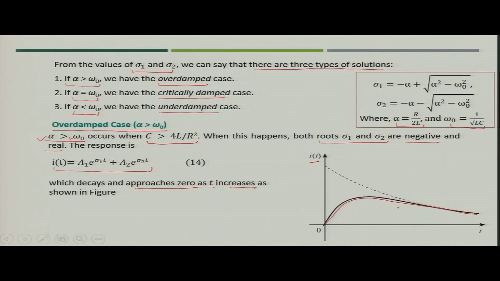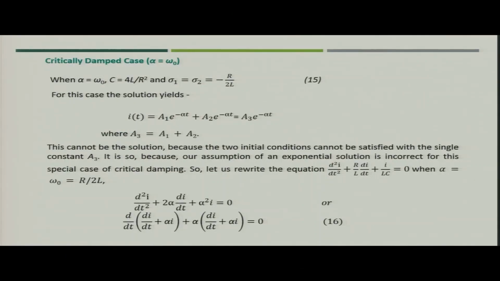So, this would be the type of response for the case when alpha is greater than omega naught, that means the system is overdamped. Now, the second case is when the system is critically damped, which means alpha is equal to omega naught. So, what will happen in that case? Alpha equal to omega naught means C is equal to 4L by R square, or we can say sigma 1 equals sigma 2 equals minus R by 2L. So, what will happen in that case?